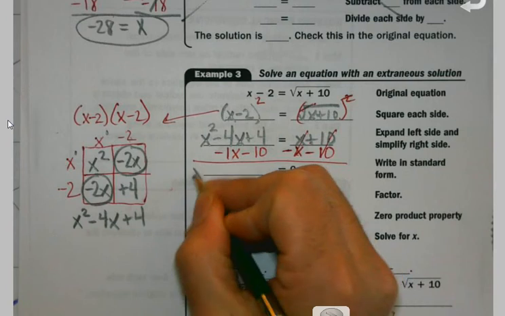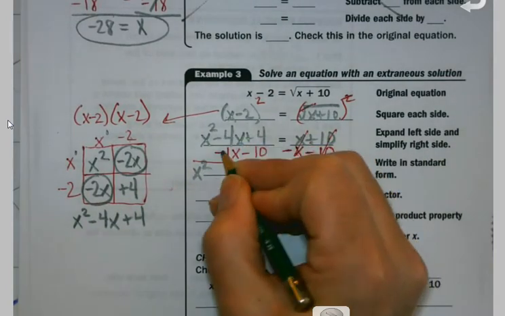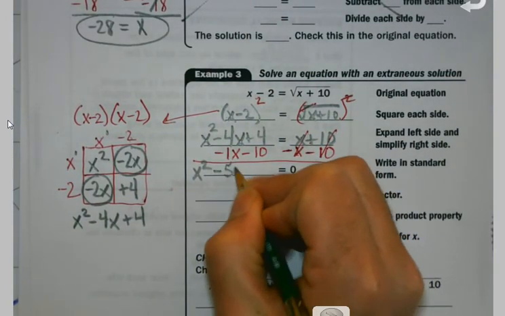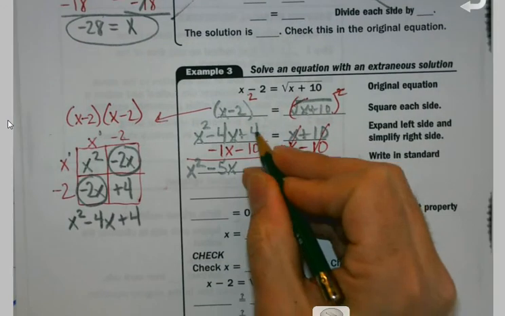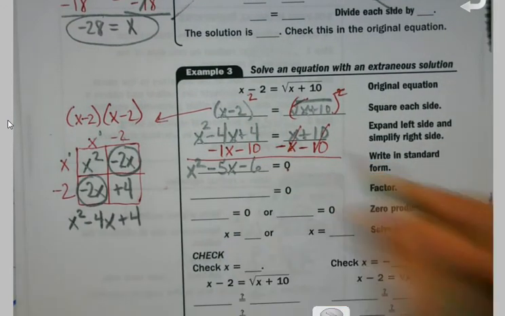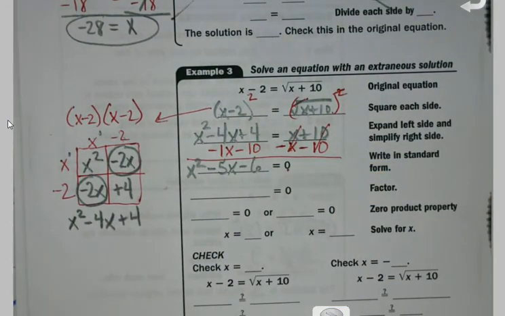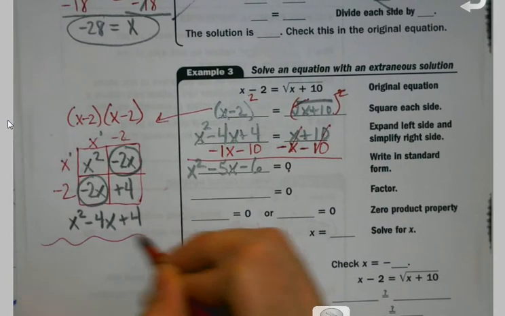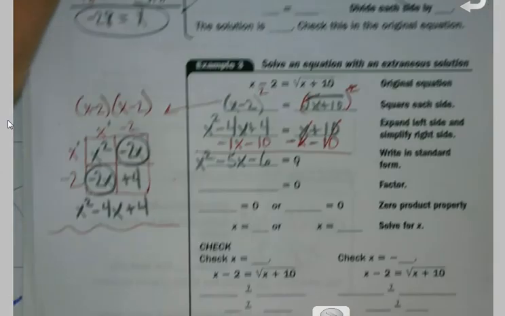Yep, and then x squared negative 4 minus 1 is negative 5x. And then 4 minus 10 is minus 6. And it takes us back into what we were doing just a couple of sections ago. This is a diamond problem. So once I have that set, I'm going to scooch this up a little bit more.